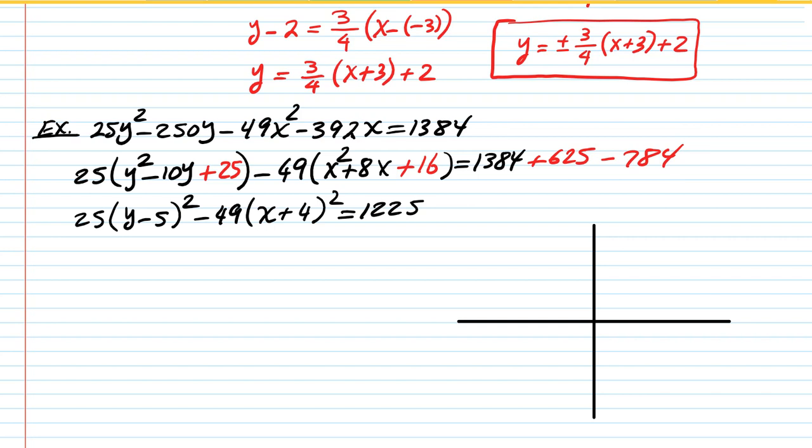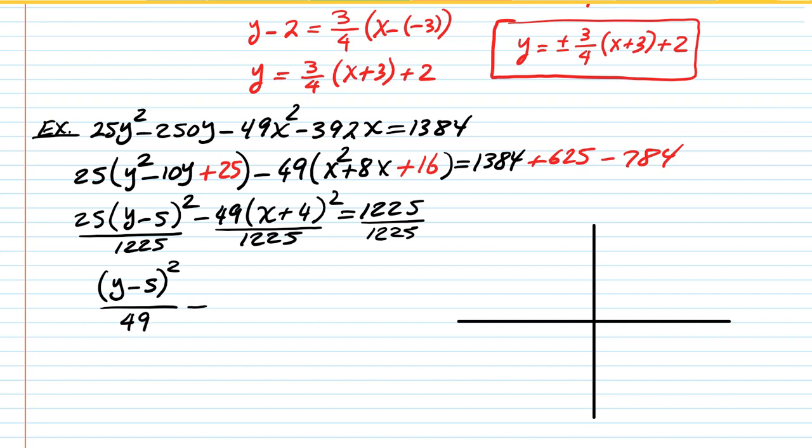In fact, let's divide everything on both sides by 1225. Remember, we have to have a 1 on the right side for ellipses and hyperbolas. Therefore, divide the common factors. 1225 and 25 do have a common factor. Indeed, 49 times 25 is 1225. And x plus 4 squared divided by 25 is equal to 1. And there we have that one.